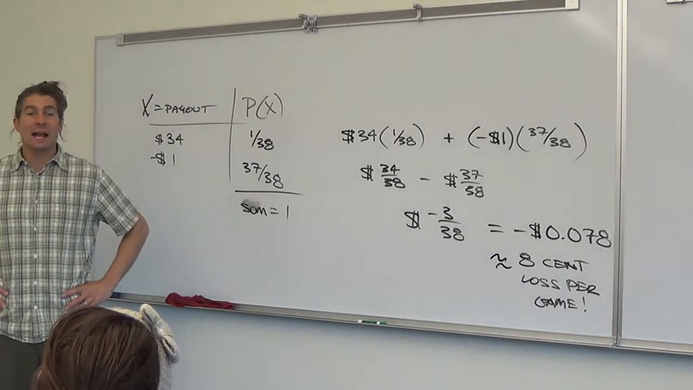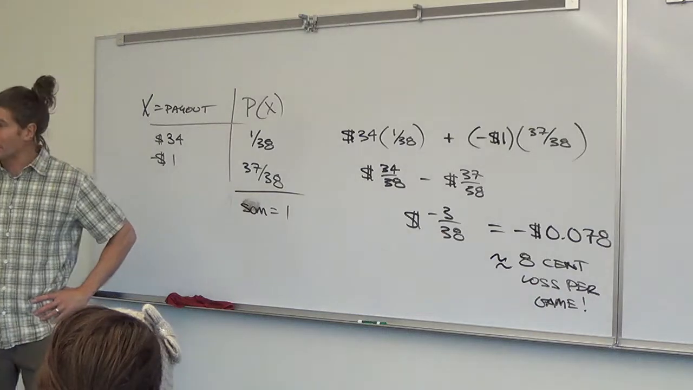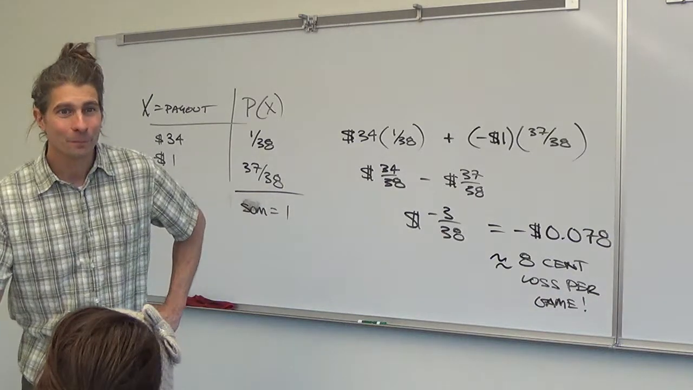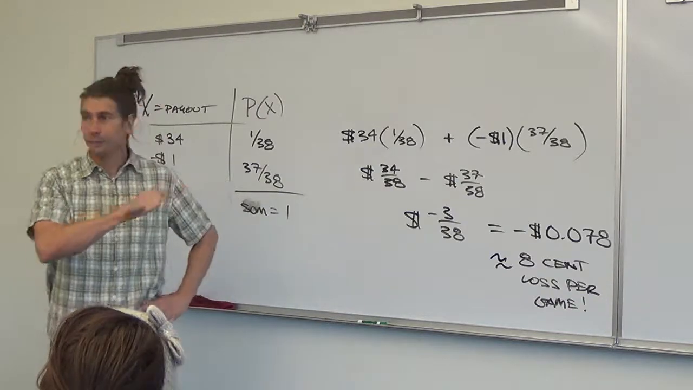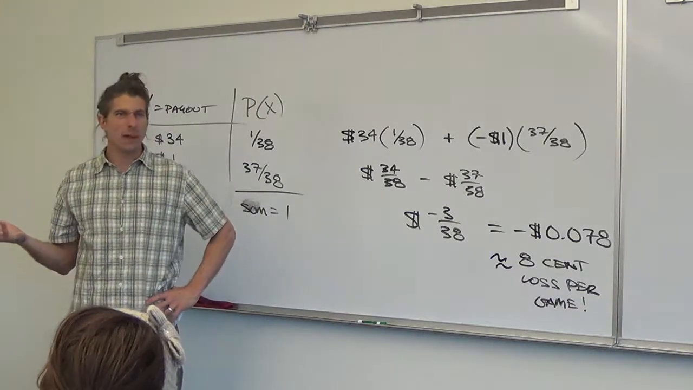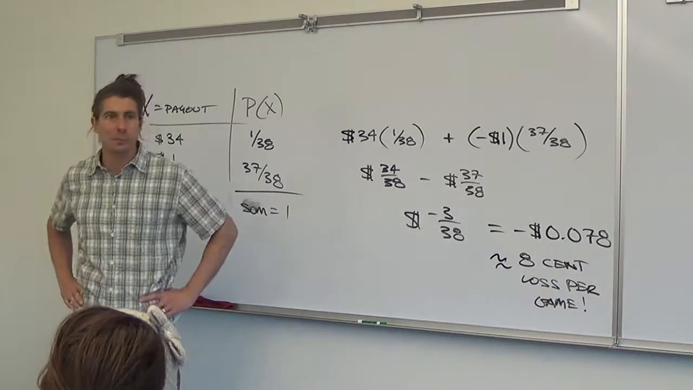Which essentially means this is how they make change for you at the roulette table. You walk up and hand them $1, and they hand you back 92 cents. Have a nice day. You walk away. That's what roulette is. It's a way of making change for $1 where you leave 8 cents behind.